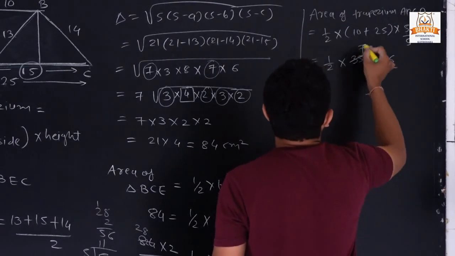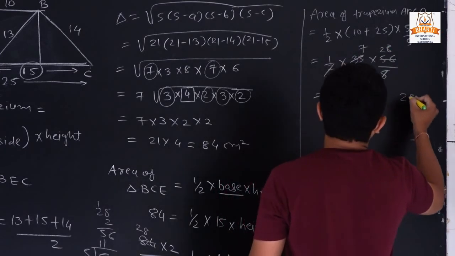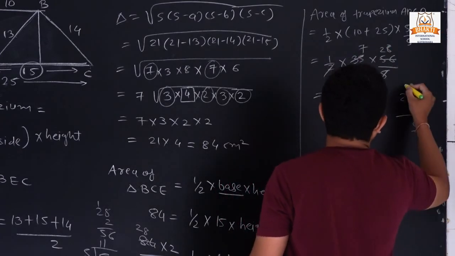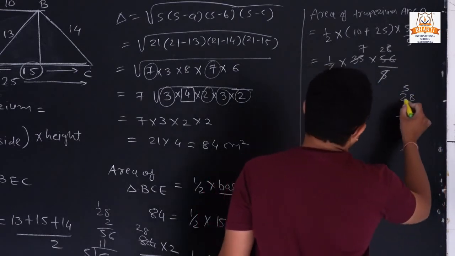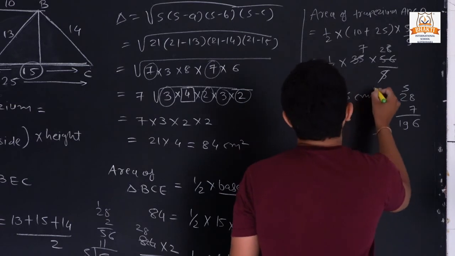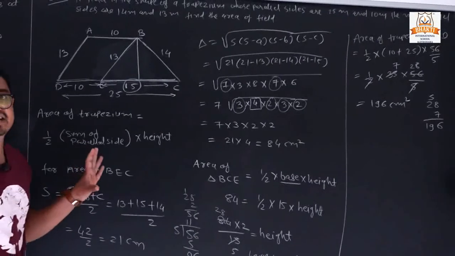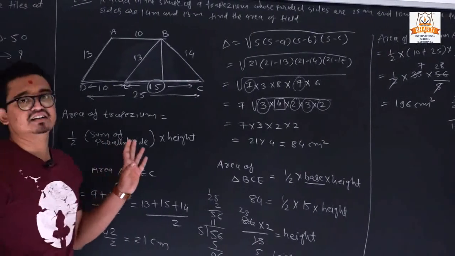5 sevens are 35. Here 2, so here we have 28. So 28 sevens are 196. So it is 196 centimeter square. So what is the area of the trapezium? It is 196 centimeter square.